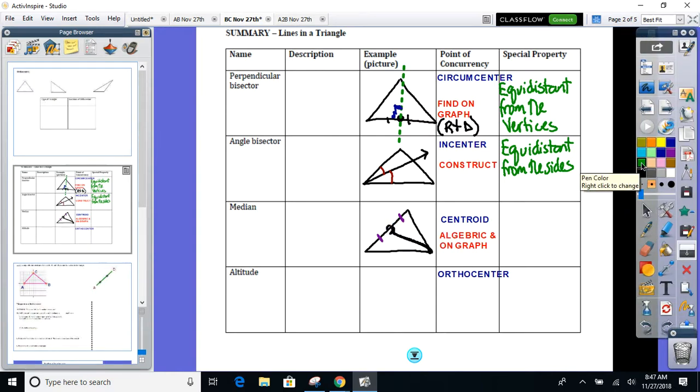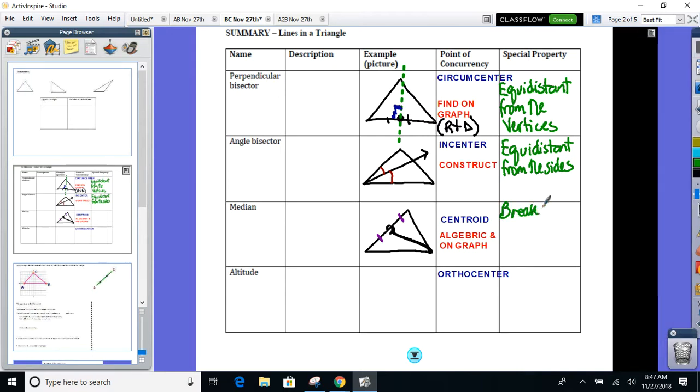And what's the special... All three medians drawn in intersect where? Centroid. What's the special fact we learned yesterday? It breaks the median into 2 to 1. I would expect you to find this on a graph. And what we're going to do today is we're going to find the centroid algebraically. So on a graph and algebraically.